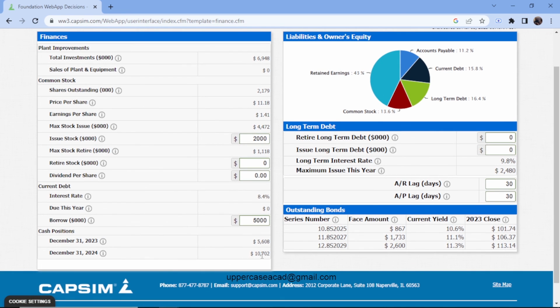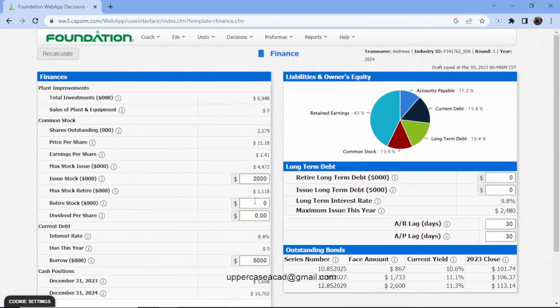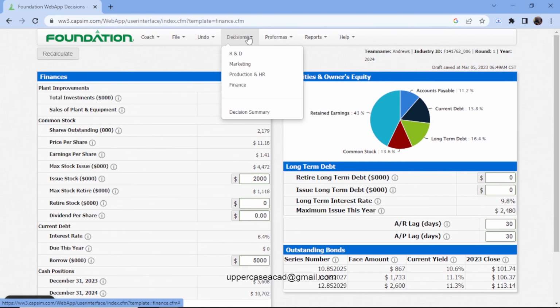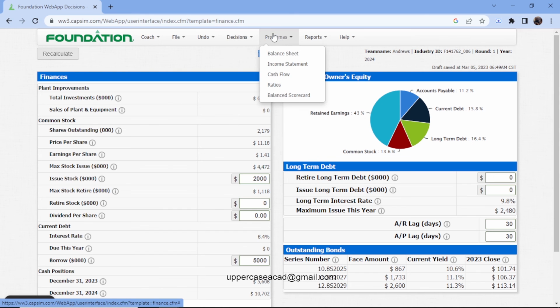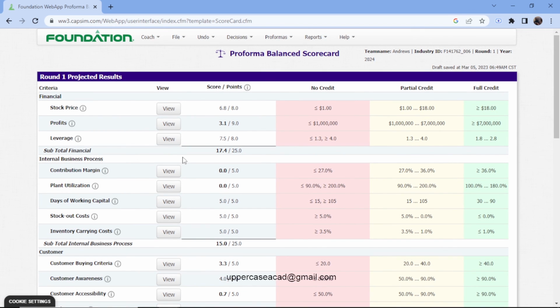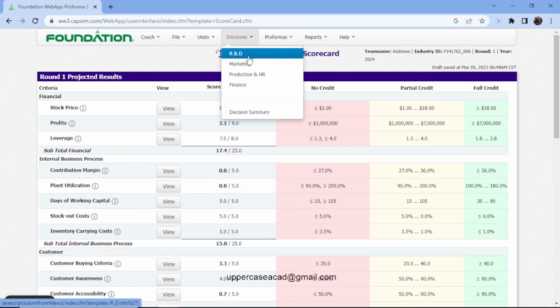You see that my cash position is 10,000. So let's check on my balanced scorecard to see if my leverage has improved. Yeah, you see that my leverage is 7.5 out of 8. So that was my decisions for round 1.